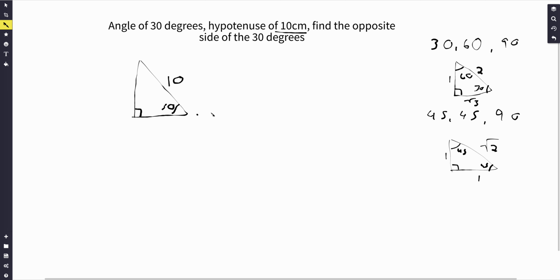Well, we know sine. We remember our mnemonic, SOH CAH TOA.